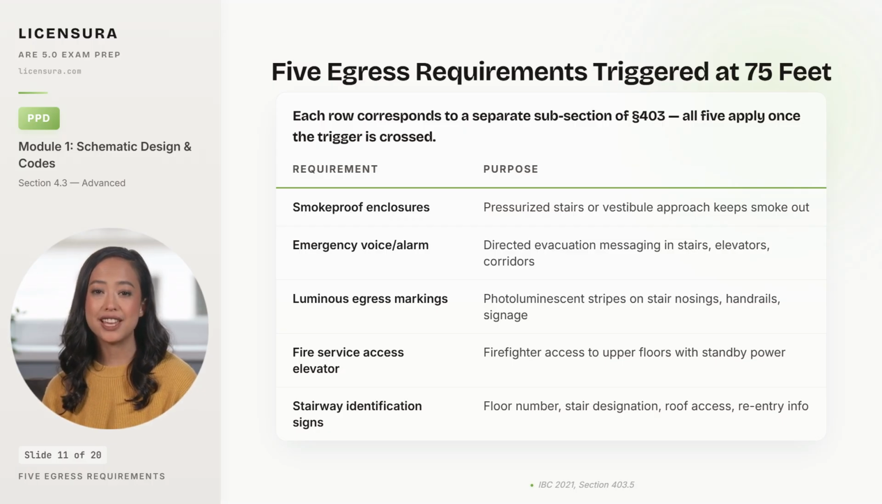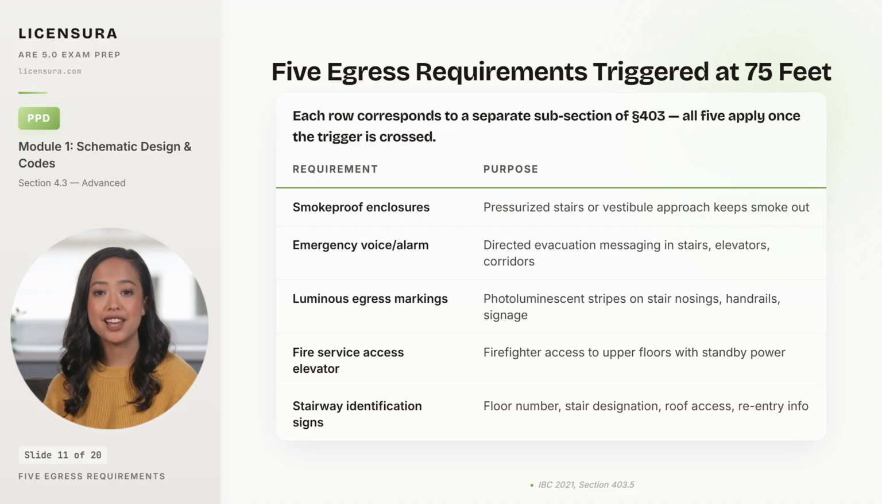Third, luminous egress path markings. Photoluminescent stripes on stair nosings, on handrails, on landings, and on obstacles, so occupants can follow the egress path in total darkness if normal lighting and emergency lighting both fail. Fourth, a fire service access elevator with standby power, water protection, and a protected lobby. This is how firefighters reach the fire floor without climbing 40 stories of stairs.